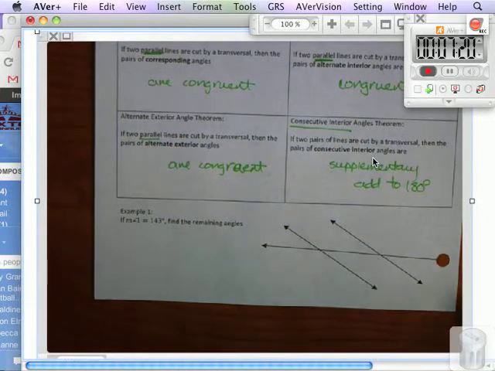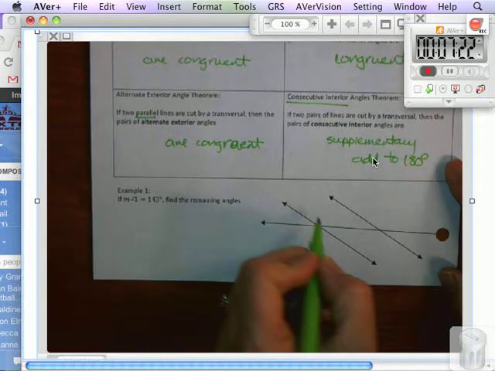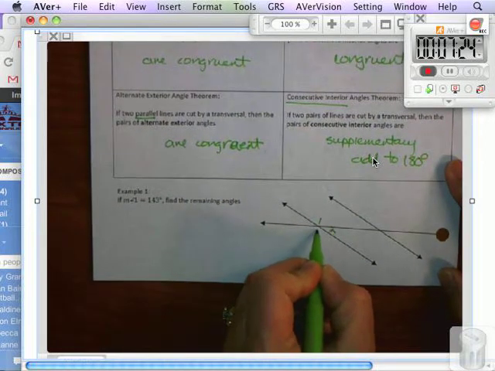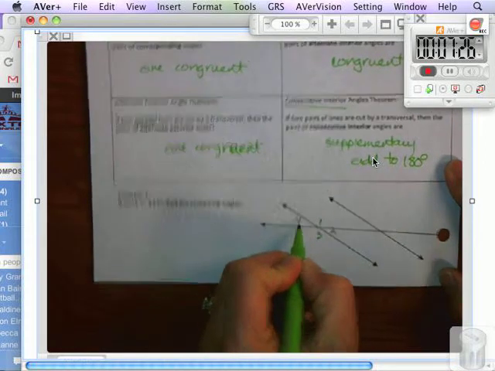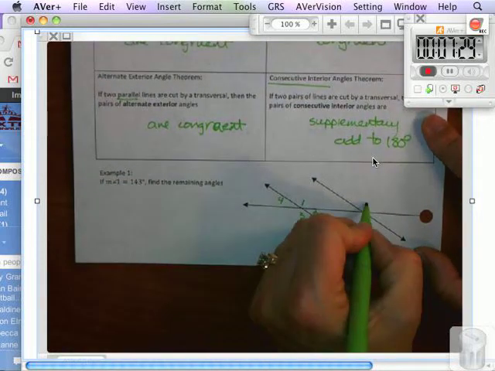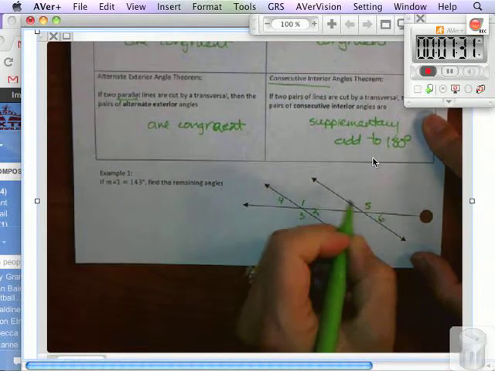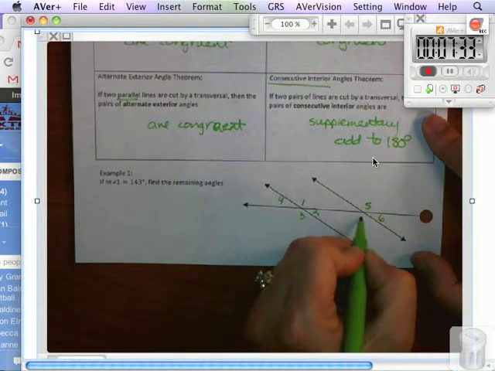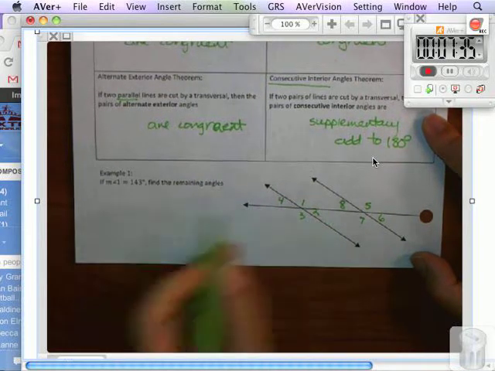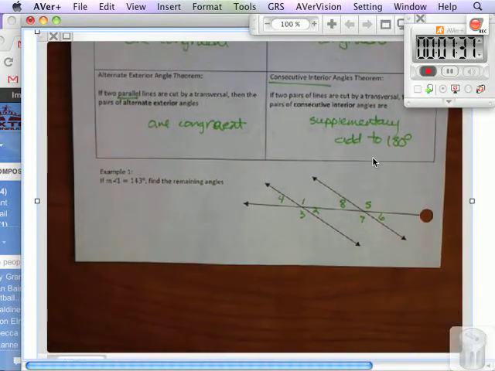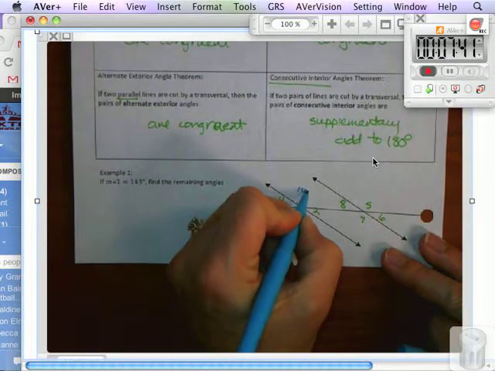We got to put some numbers in here. 1, 2, 3, 4, 5, 6, 7, and 8. They told us that this is 143 degrees.